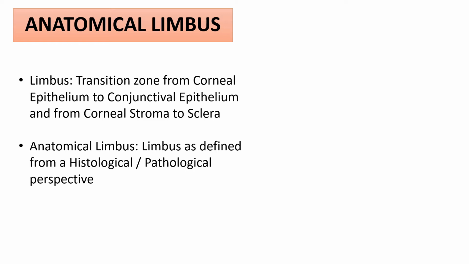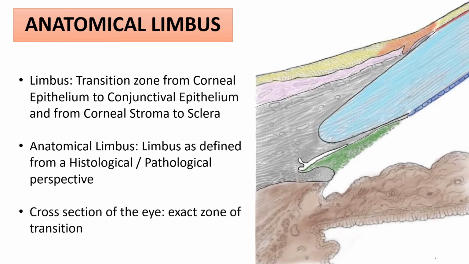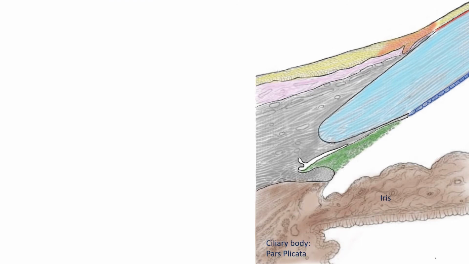To see the limbus from a histological or pathological perspective, we need to view the limbus in the cross section of the eye to see the exact zone of transition. So here you can see the cross section diagram that I have sketched and shown. First, let us identify all the structures in this cross section diagram, and then we will define the zone and boundaries of the anatomical limbus.